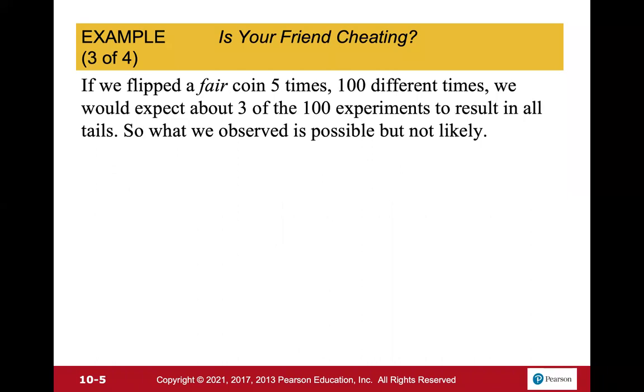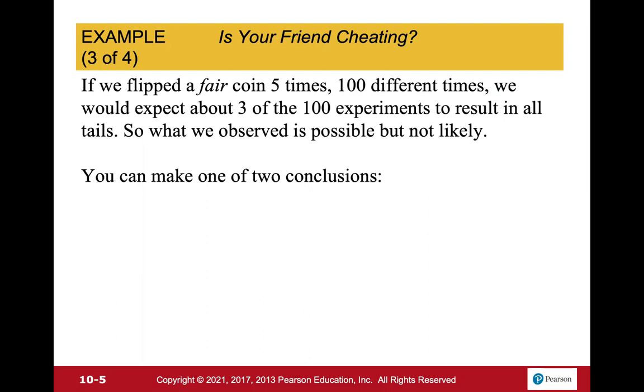Now, if we flipped a fair coin 5 times, 100 different times, we would expect about 3 of those 100 experiments to result in all tails. So what we observed is possible, but not likely.